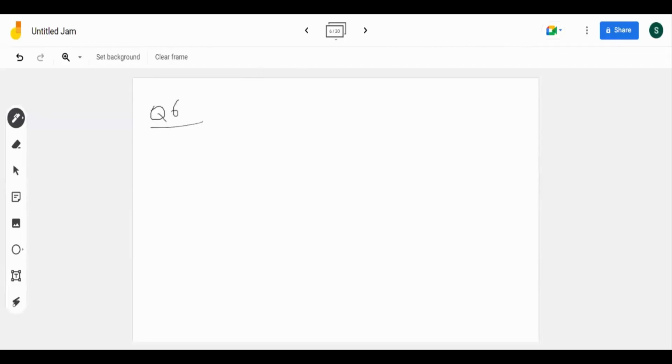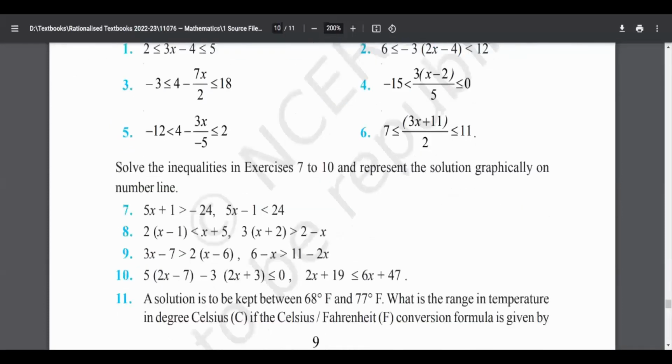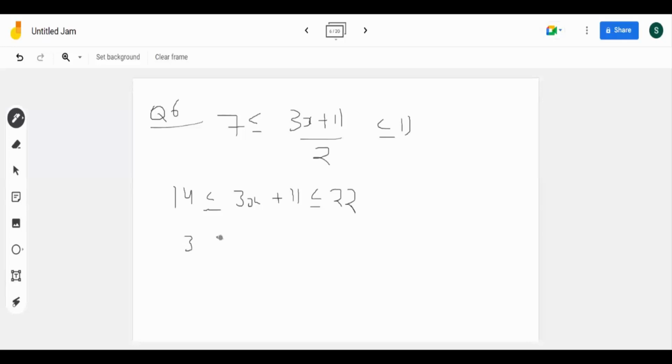Let us move on to question number 6. We can read question number 6 again. Same: first we will multiply by 2, then we will subtract 11. The question is 7 less than equal to (3x plus 11) by 2 less than equal to 11. Multiplying by 2 will give me 14 less than equal to 3x plus 11 less than equal to 22. Subtracting 11 will give me 3 less than equal to 3x less than equal to 11.